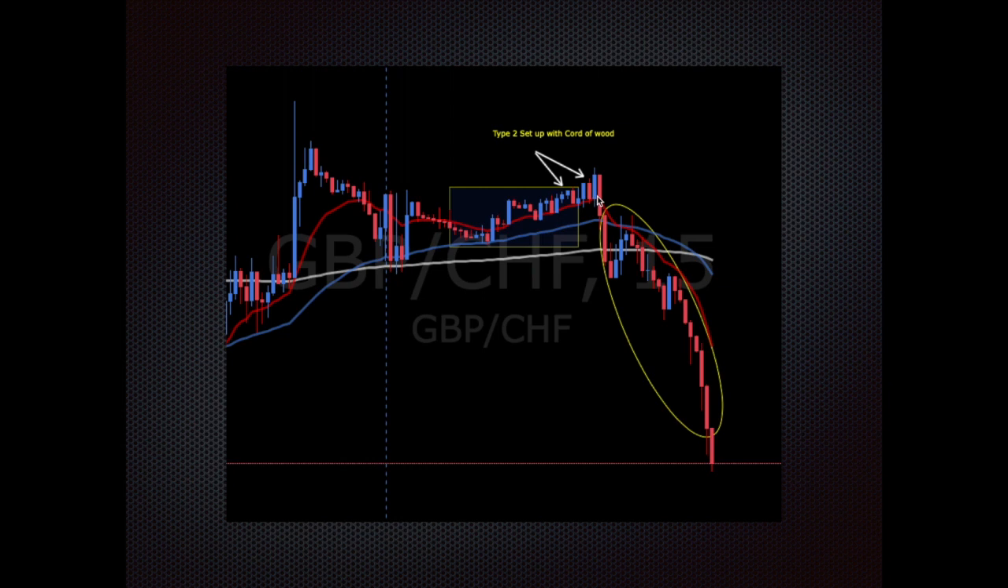Here we get a quarter wood between 2:15, 2:30, 2:45. Boom. And it just leads all the way down.